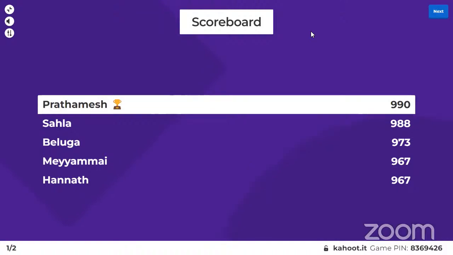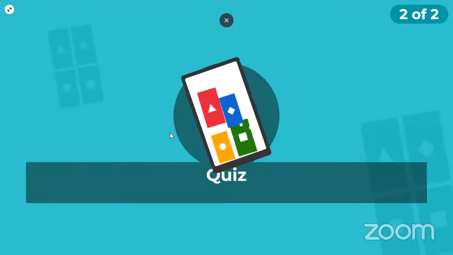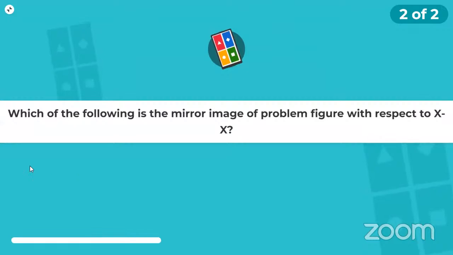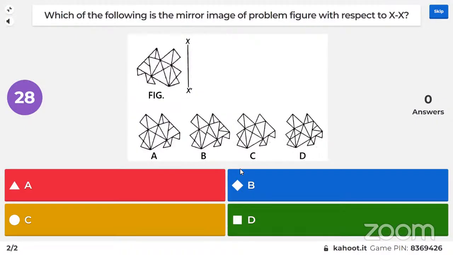Okay. All right. So we have one more question left in the demo session. Again, the same process only, how you have to do it. 4 options, 1 question, 4 options. Click on the corresponding color code.